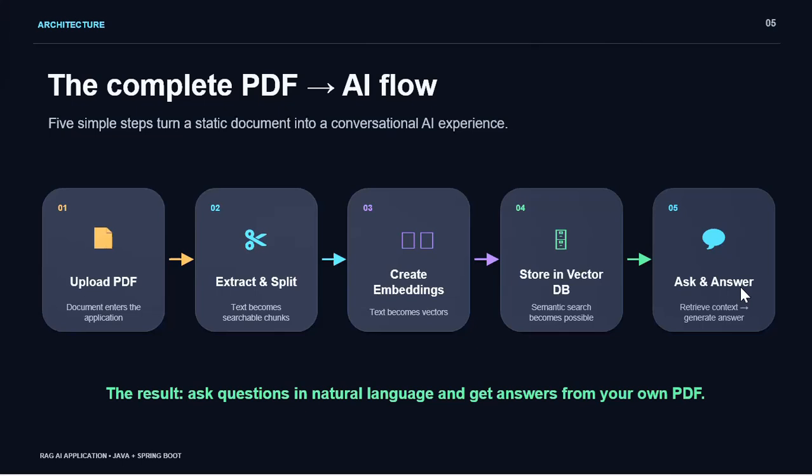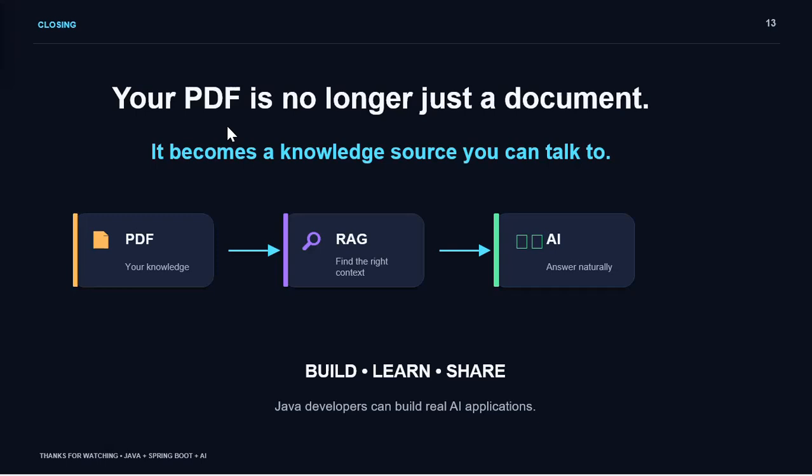The important thing here is that the AI is not simply guessing the answer, it is answering based on the knowledge contained in our document. This is the core idea behind retrieval augmented generation, or RAG. The PDF file will be our knowledge, RAG will find the right context, and AI will answer naturally based on the provided content. What we built today is a simple example, but the same architecture can be extended to build company knowledge assistants, customer support bots, documentation assistants, and many other real-world AI applications.